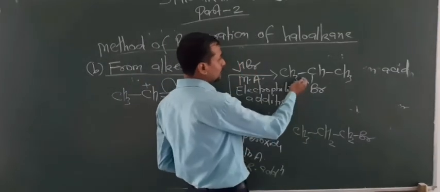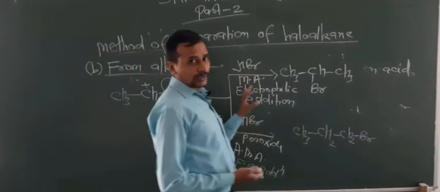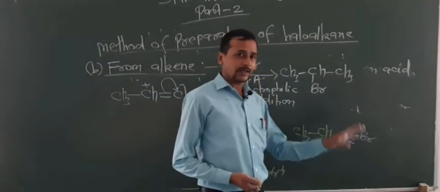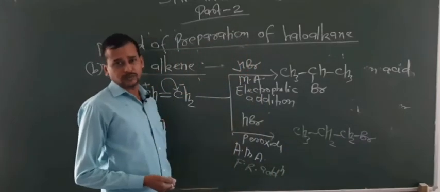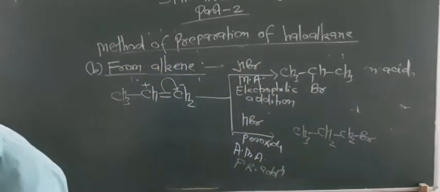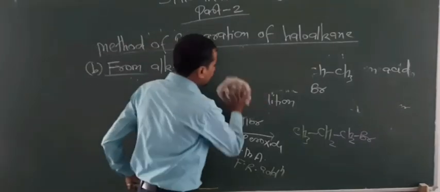Now this will give 2-bromopropane and this will give 1-bromopropane. So this is required when you want replacement at the 1 degree carbon. So that's why you have to follow the anti-Markovnikov rule. Otherwise you have to follow the Markovnikov rule. So this is about the addition reactions of hydrogen halides to the alkenes in presence of peroxide and in absence of peroxide. Now some points you have to note down.